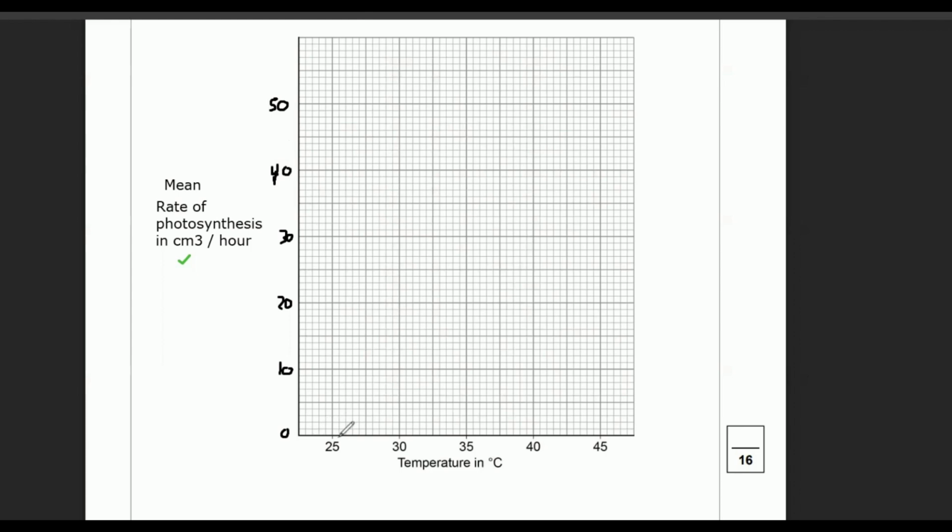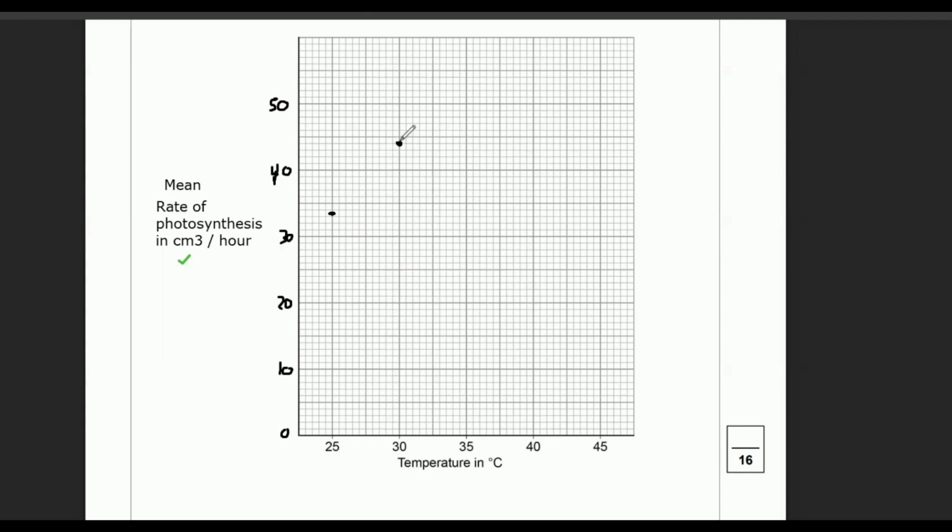My first result at 25 degrees is at 33.2. So nice and easy. I can come to 33, 31, 32, 33. Now it's 0.2, so I'm just going to put it just around 33 or just above 33. You might say, doesn't it have to be exact? They allow you to be one half small square out on each point. So no, you don't have to get even more accurate than that. Now we go to 30 degrees, and here is the biggest result. It's 44. So I'm going to go up 4 above 40, and there is my result for 30 degrees.